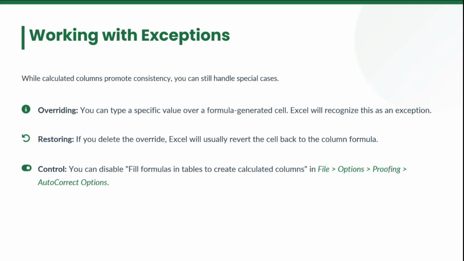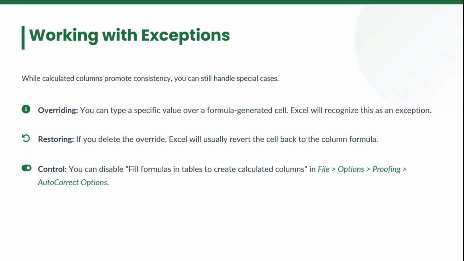So working with exceptions in Excel. While calculated columns promote consistency, you can still handle special cases. For example, overriding: you can type a specific value over a formula that was generated, and Excel will recognize it as an exception. If you wanted to override something, you can just do it manually. You can also restore: if you delete the override, Excel will usually revert the cell back to the calculated formula. So that's another great thing.